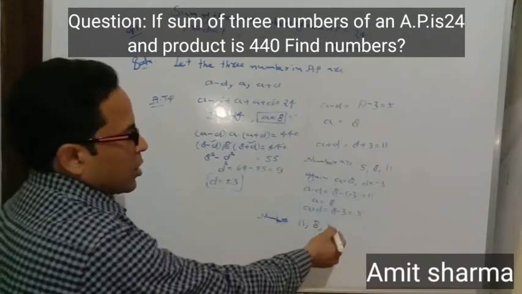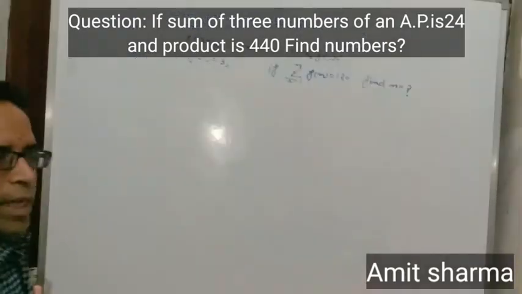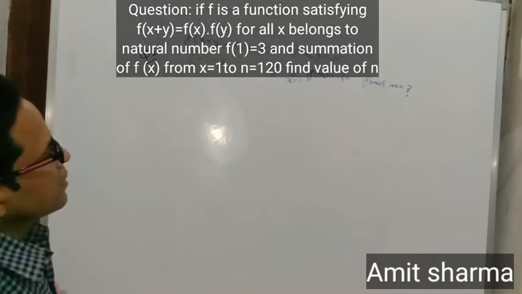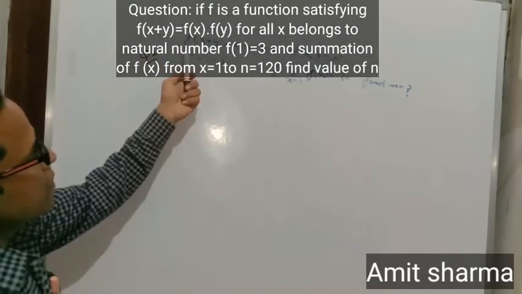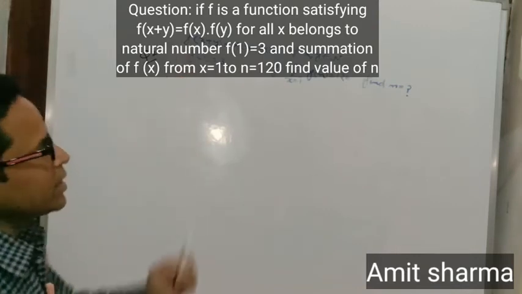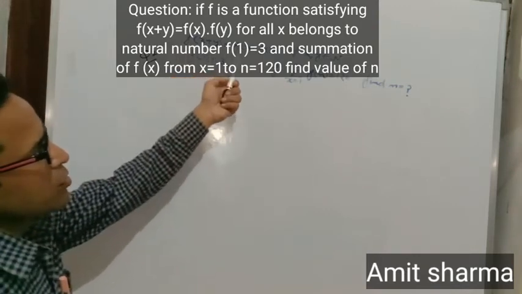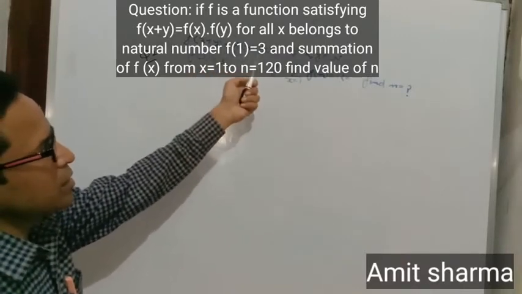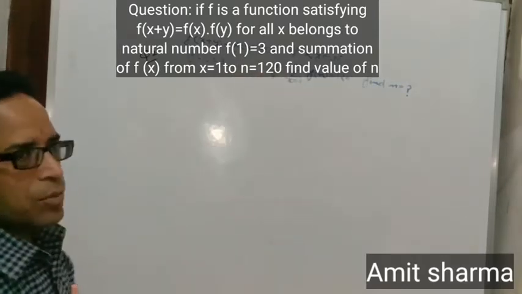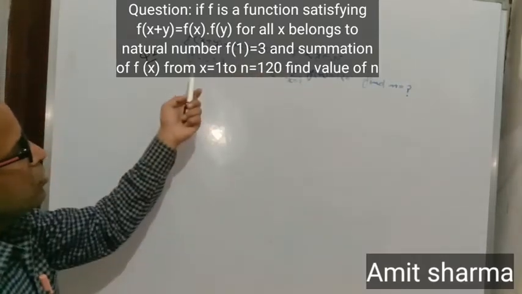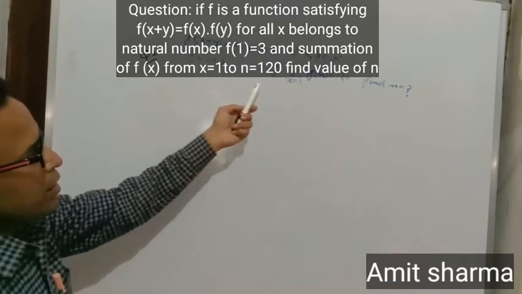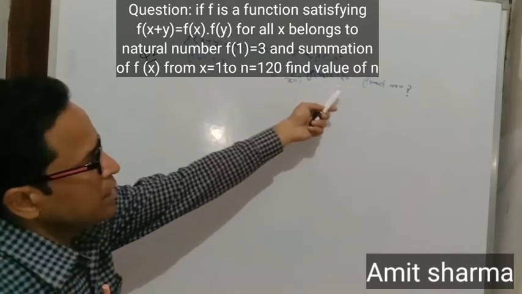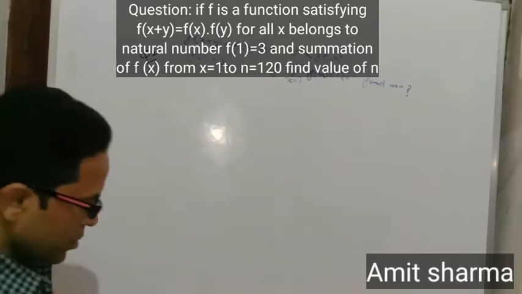Okay students, now we move to the next question. The next question is question number 2. Given f is any function which satisfies f(x plus y) equals f(x) into f(y) for all x, y belonging to natural numbers. Given also f(1) equals 3. If the summation of f(n) from x equals 1 to n equals 120, then find the value of n. Okay students, now start the solution.